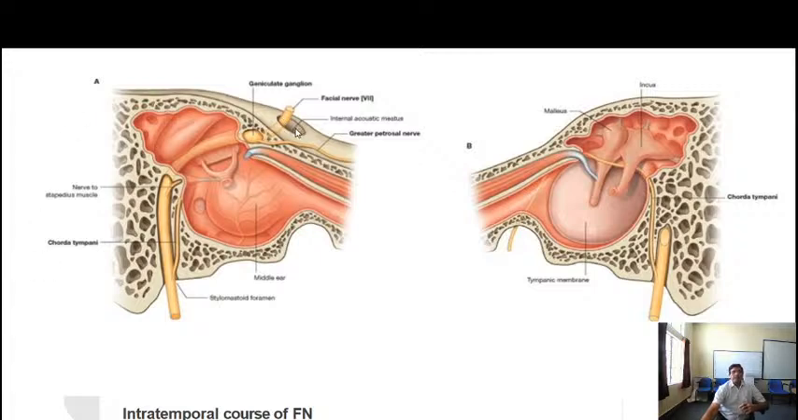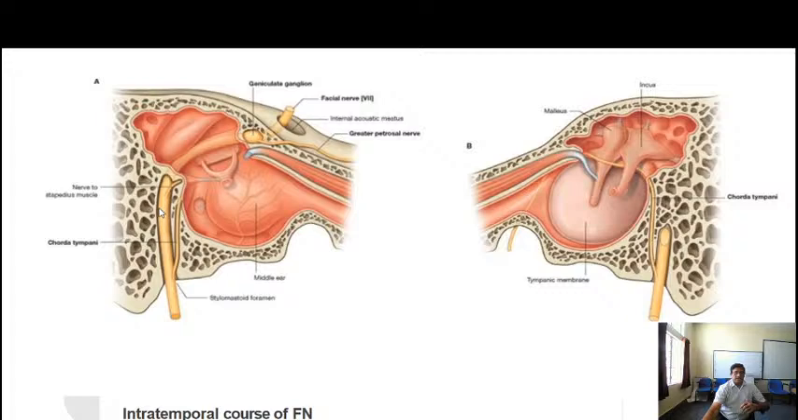That is the internal acoustic meatus. Then it comes here, that is the greater superficial petrosal nerve, and that is the geniculate ganglion. Then it becomes the tympanic part. It has a horizontal part which runs just above the oval window and below the lateral semicircular canal. Then it becomes vertical, that is called the second genu. This is the first genu at the geniculate ganglion, then the second genu, and then it becomes the mastoid segment.